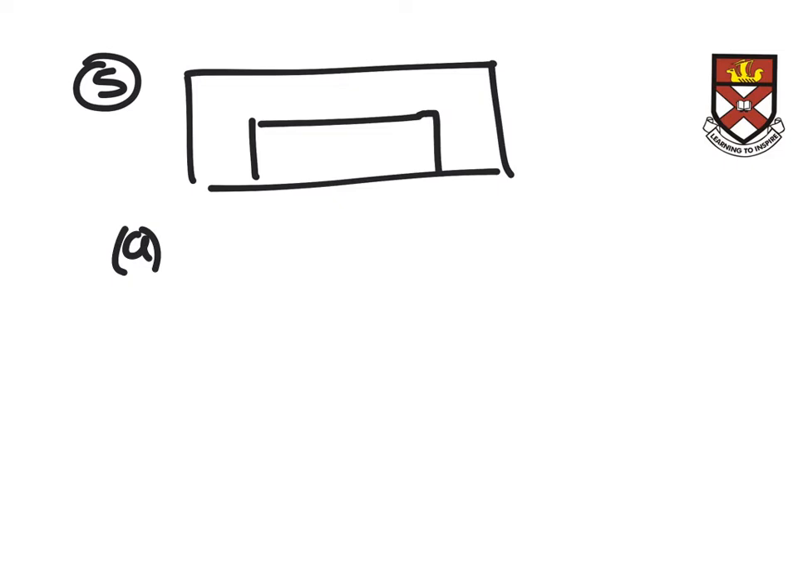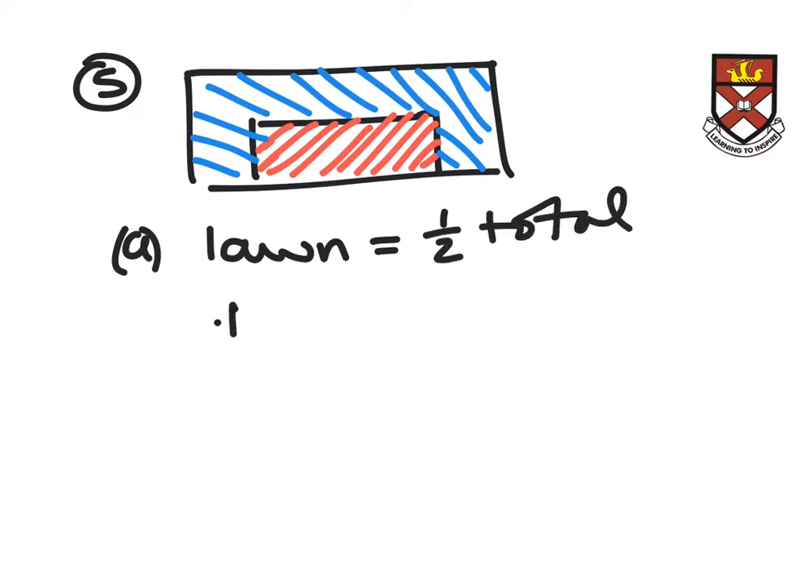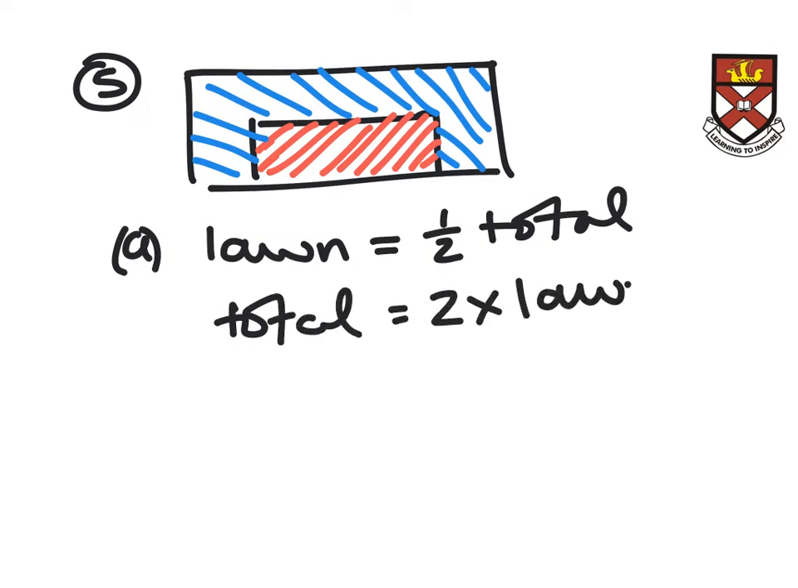Okay, you're told in the question that the area of the lawn equals the area of the path. So this area here, this red area, is the same as the area of the path. Now another way of thinking about that is that the area of the lawn is half the total area, or the total area is double the lawn area. Okay, so how can we use that?